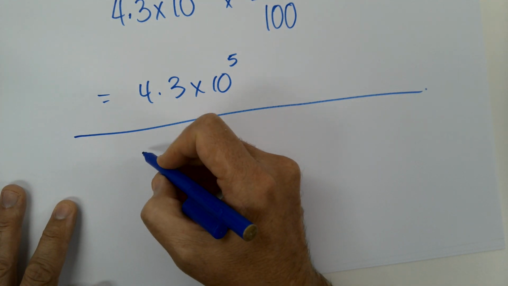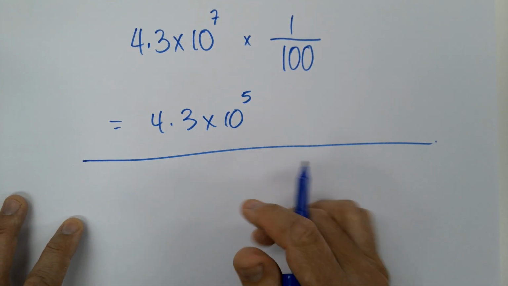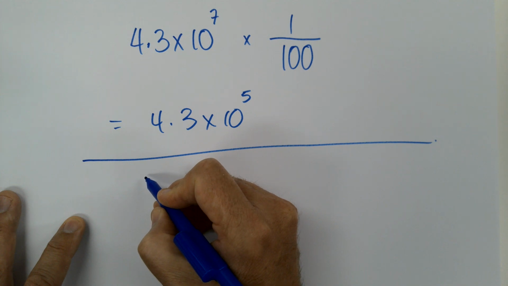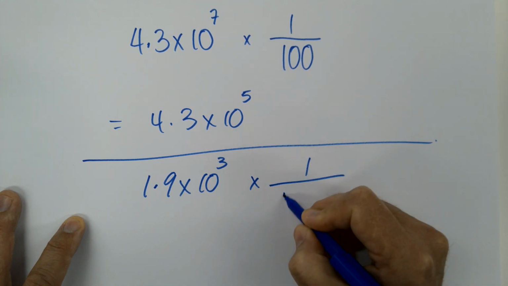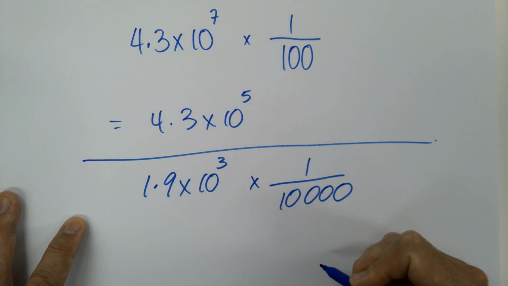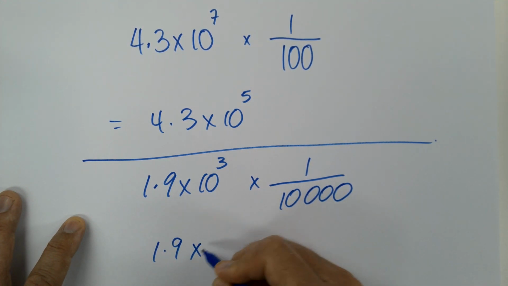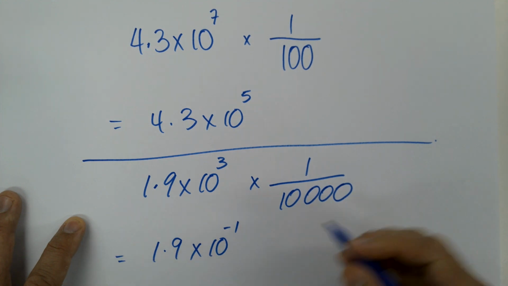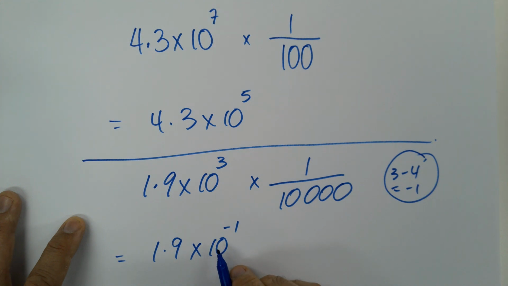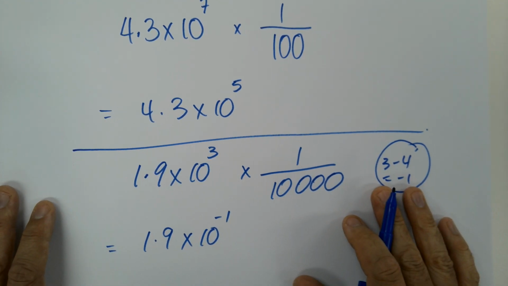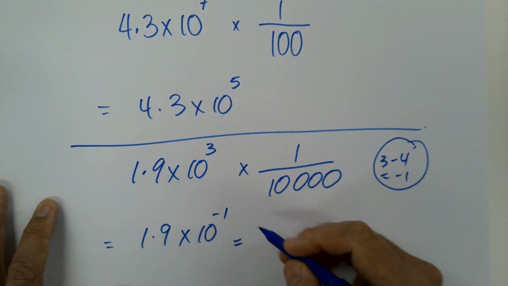Here's the thing. What if it goes even less? What if I went 1.9 by 10 to the 3, but then I'm going to divide that by 10,000. What's the story there? I've got 3 on the top and I've got 4 on the bottom. 3 minus 4, principle is the same, is negative 1, okay? So what's with that? Well, remember, that's just less than 1, okay? In real numbers, the decimal place has to go that way, that's 0.19.